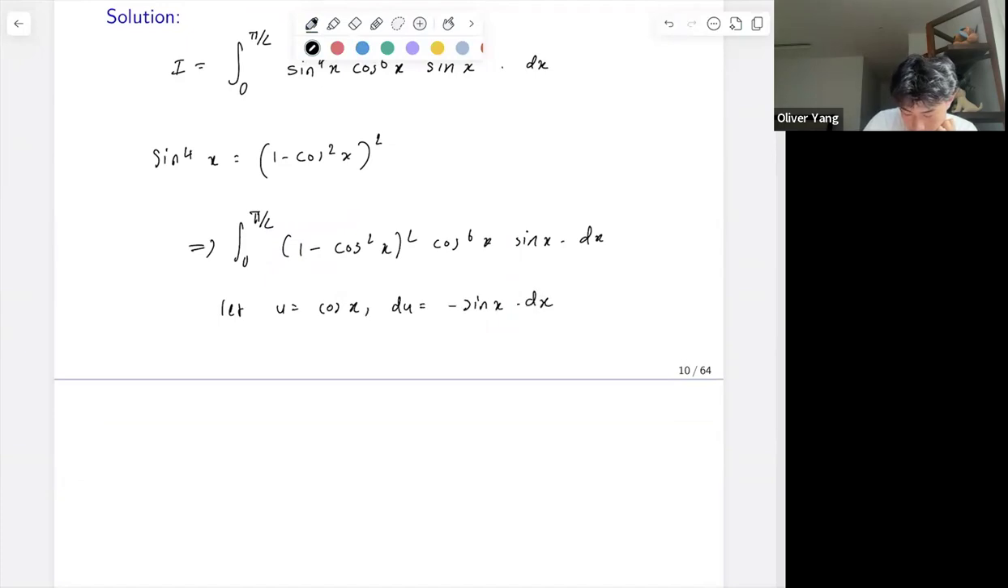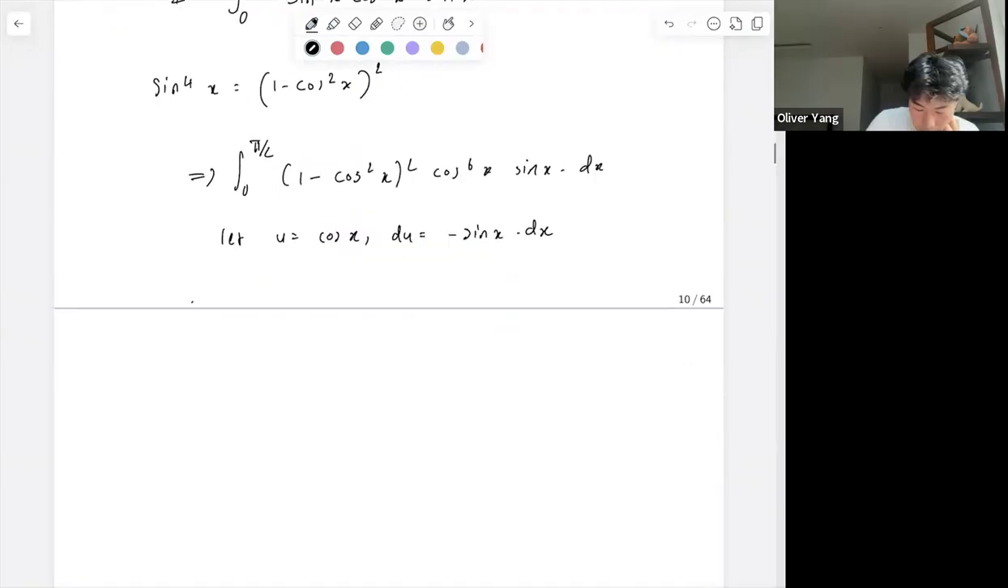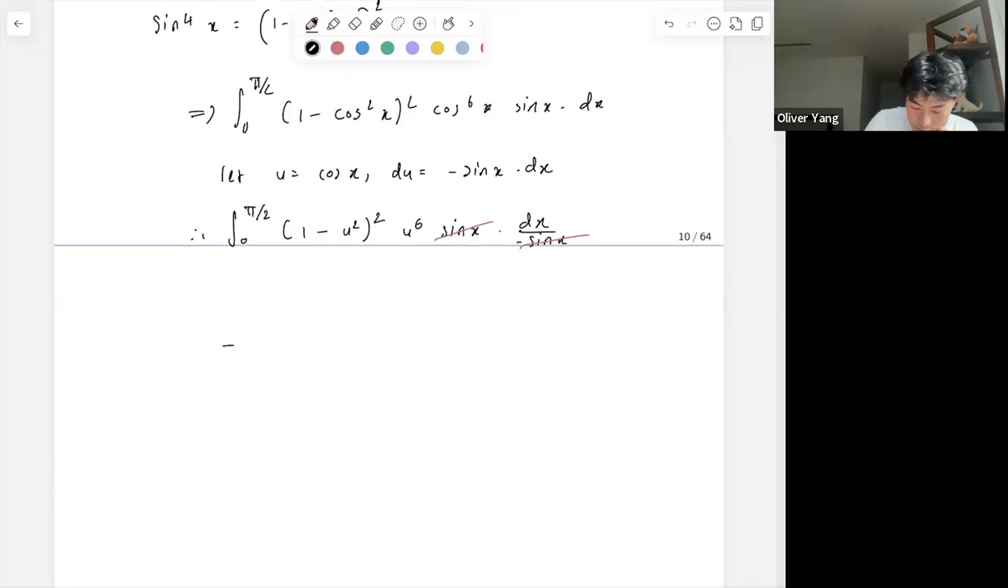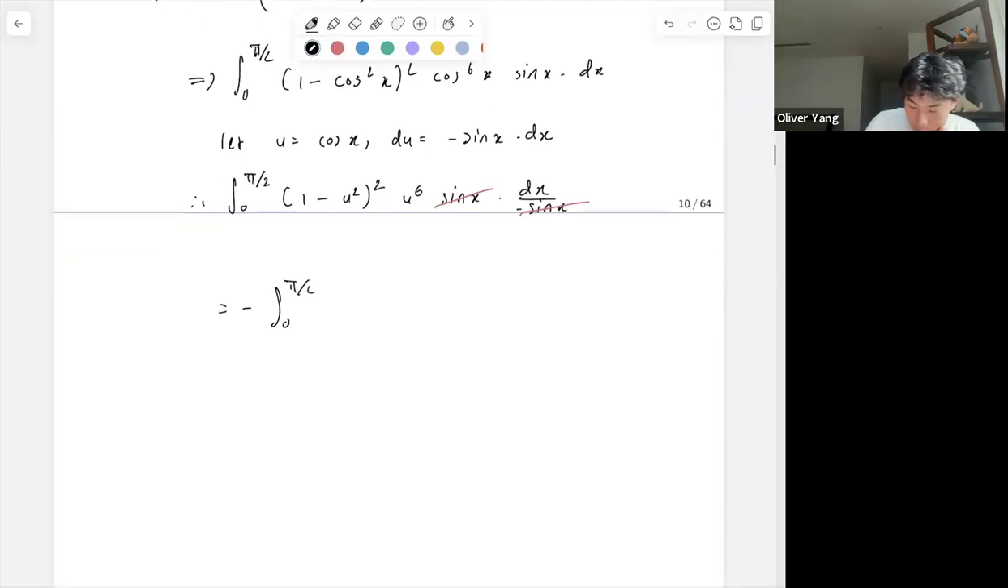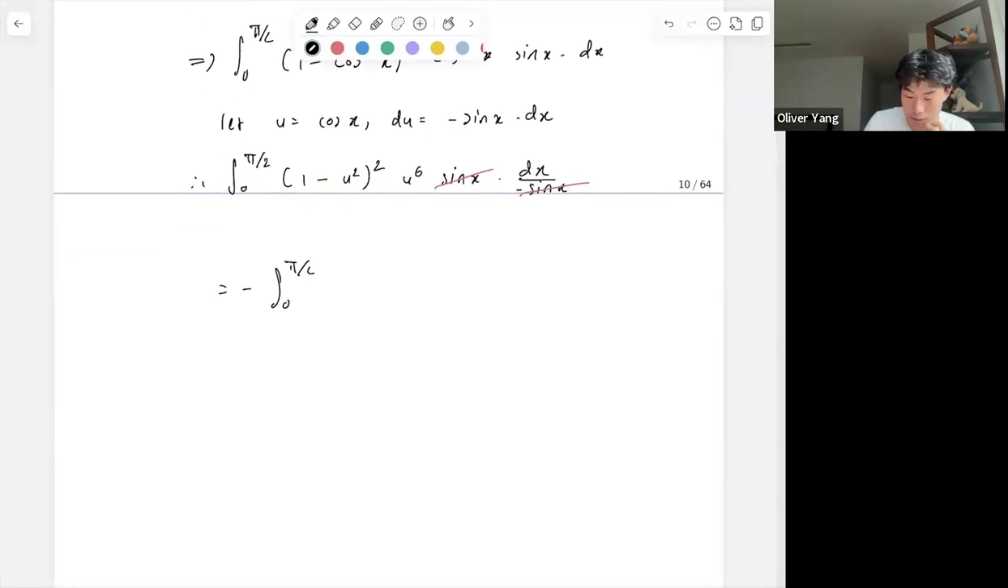So therefore our integral is rewritten as (1 minus u squared) u to the power 6, sine x dx over negative sine x. All right, the sine x's just cancel out very nicely. We can drag the negative to the front, right? Then the terminals from 0 to pi on 2, and we can also expand what's inside of the brackets.